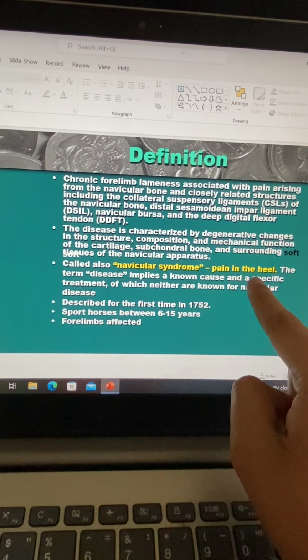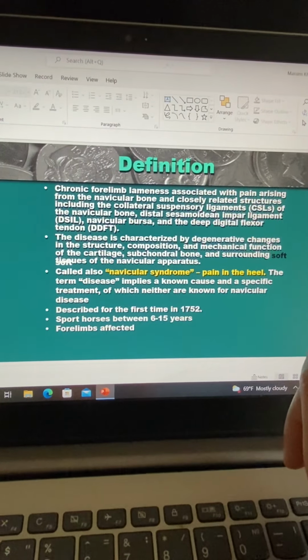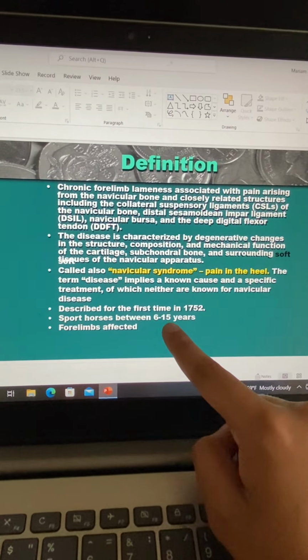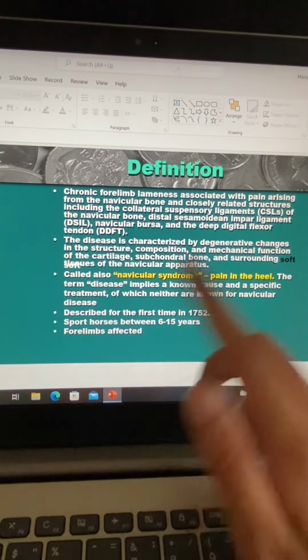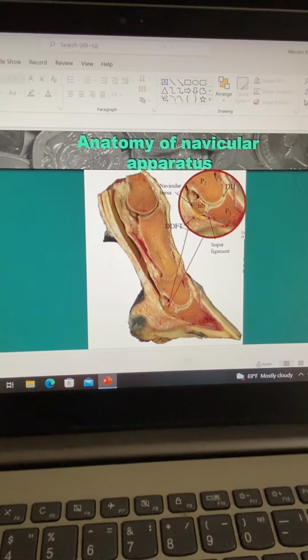Navicular syndrome refers to pain in the heel specifically, so the back of the foot. So imagine this is the front, this is the back, it's in the back. Usually it occurs in sport horses between 6 to 15 years old, and we're going to find out why. So what is the navicular bone?